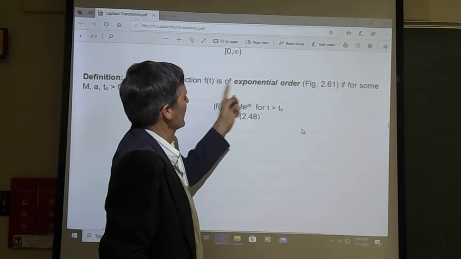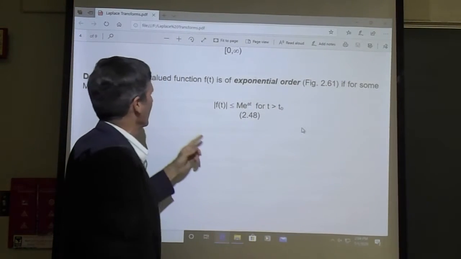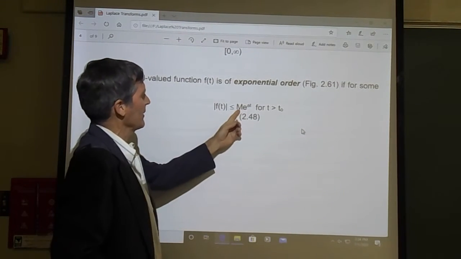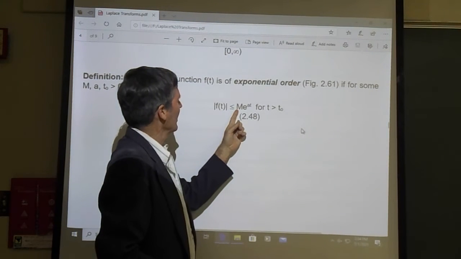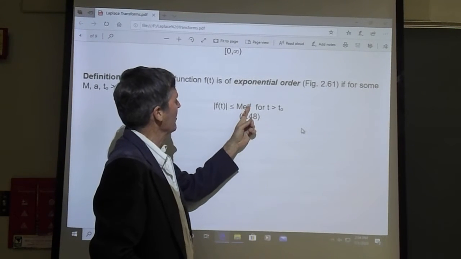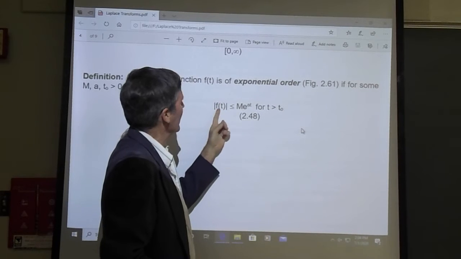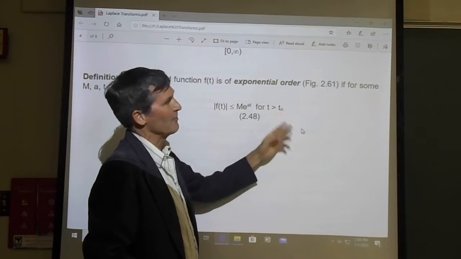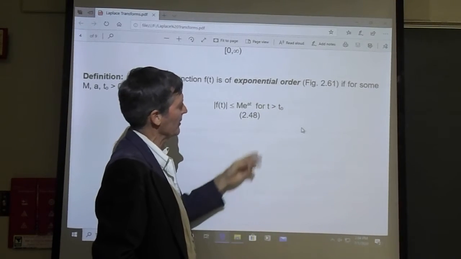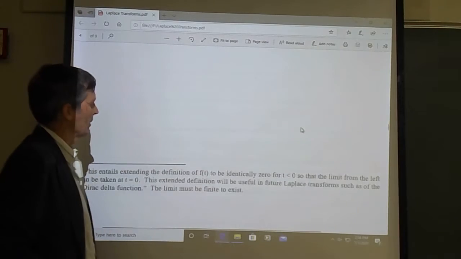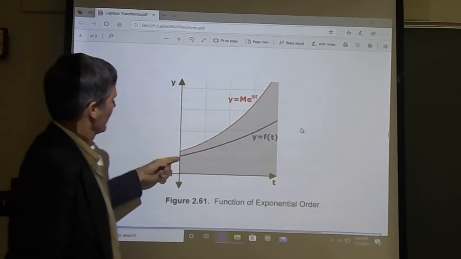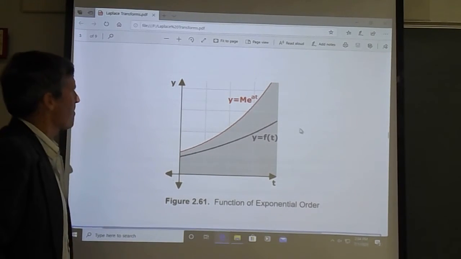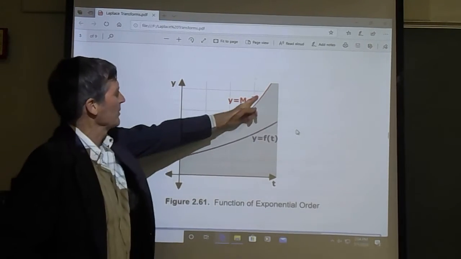That f of t is of exponential order if its absolute value is less than or equal to an exponential function, the famous meat function, right? M e to the at, for some constants m and a. If f of t in absolute value is less than or equal to a constant times an exponential function, for t greater than some value at least, doesn't have to be near zero, then we'll say it's of exponential order. So it looks like this. Y equals f of t is bounded by some meat function, right? It's just a constant times a growing exponential.